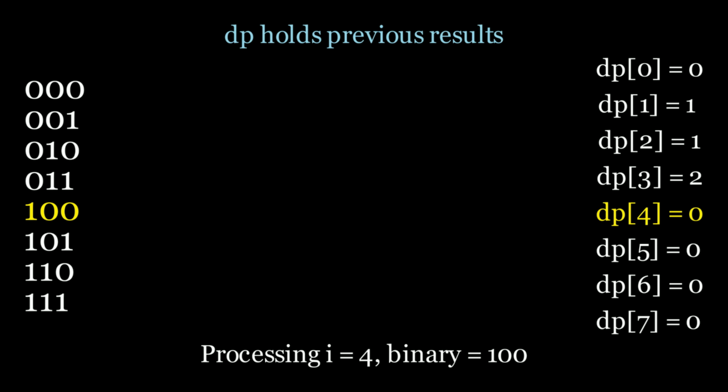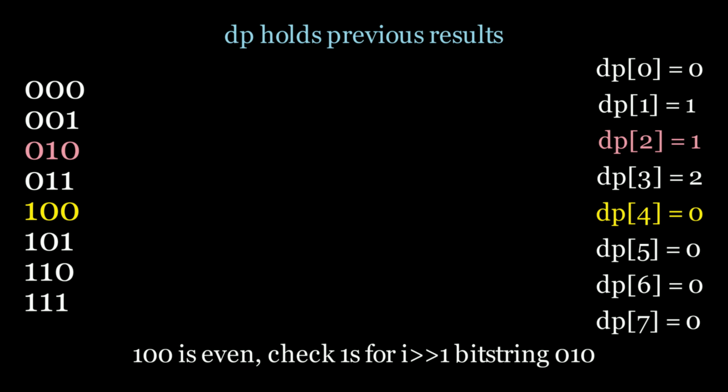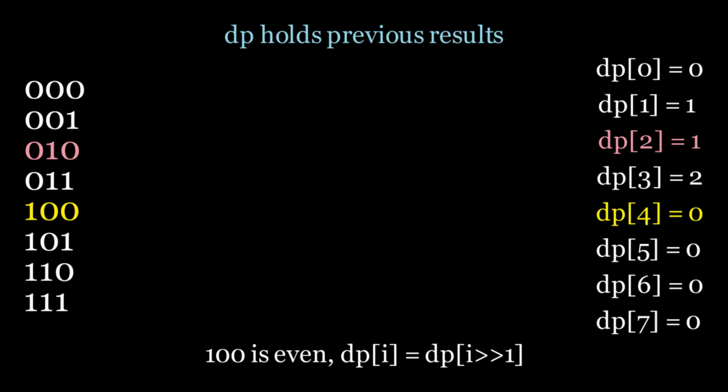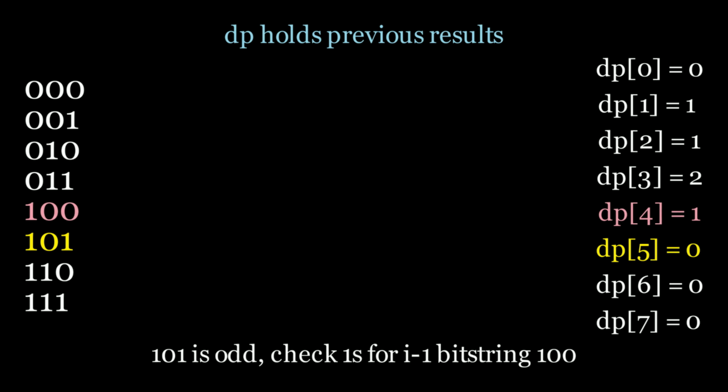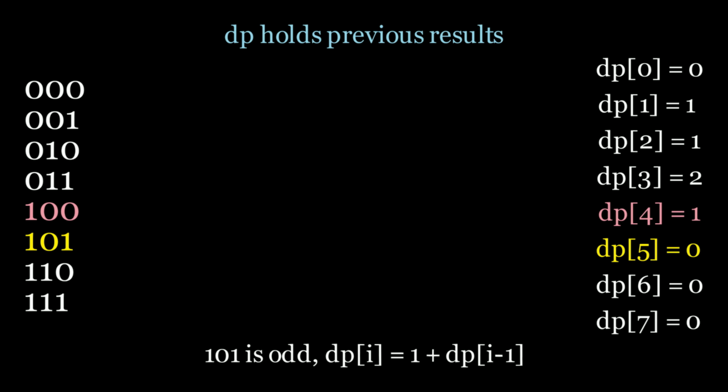Now we move on to 1, 0, 0. This is even, right? This is the number 4. So we know that this has the same amount of 1s as the bit string that's shifted over 1 to the right, right? All we're doing is shifting 1s, but the number of 1s stays the same. And so dp of 4 is equal to dp of 2, which is 1. Now we go to 1, 0, 1. This is odd. So we look at the previous dp result, and we're going to add 1 to that. So 100 had 1. Now we have 2 1s for 1, 0, 1.